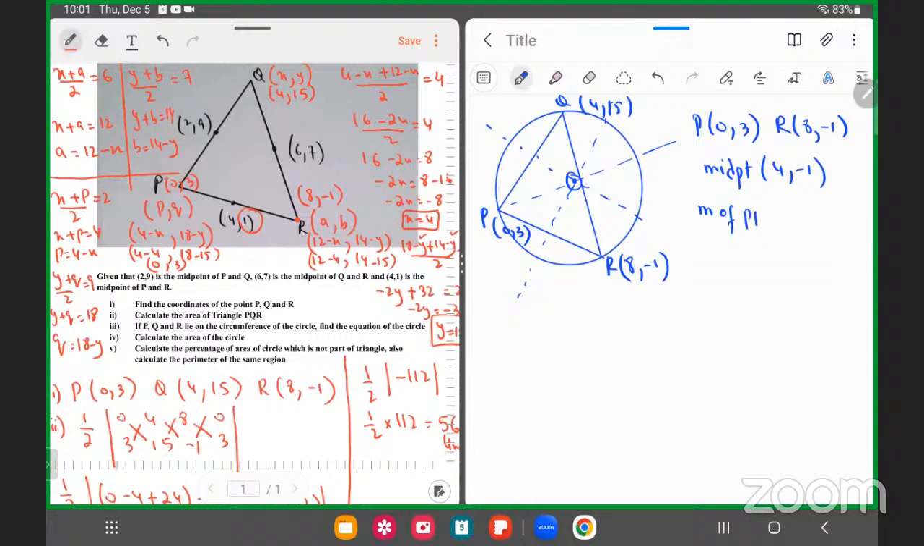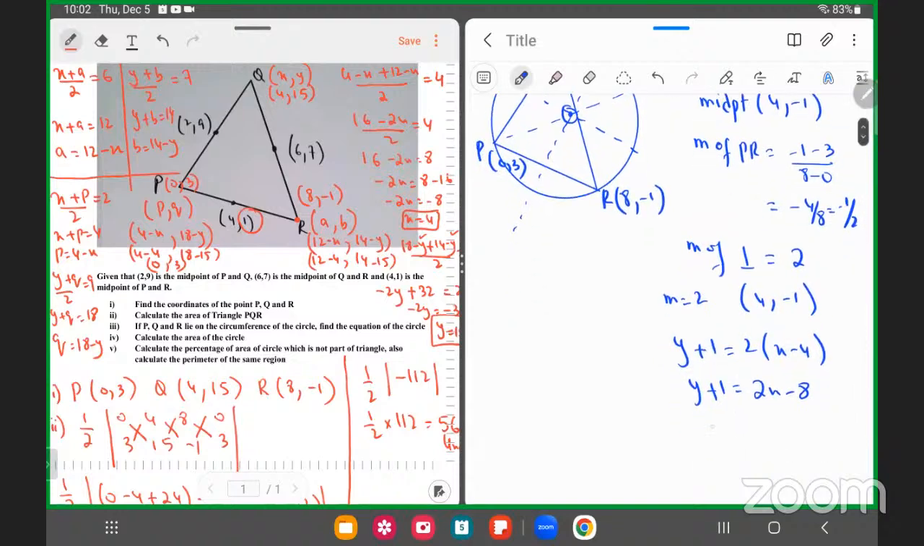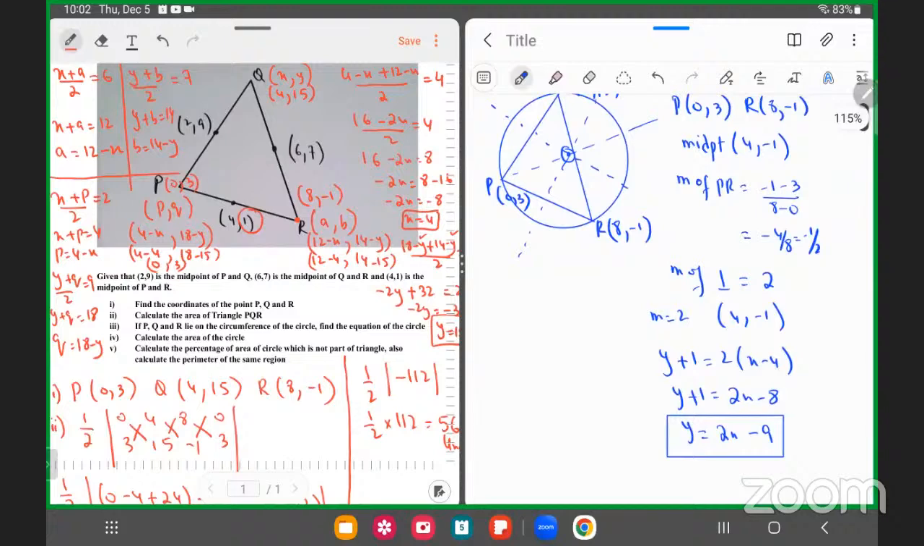Gradient of PR is (-1 - 3)/(8 - 0)... actually (-4)/8, that is minus half. Gradient of perpendicular is 2. So I have the gradient of the perpendicular and I have the point, I can form the equation y minus y1 equals m times x minus x1. y plus 1 is 2x minus 8, so y is 2x minus 9. This is the equation of one perpendicular bisector.